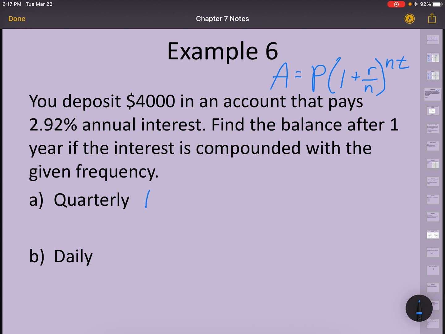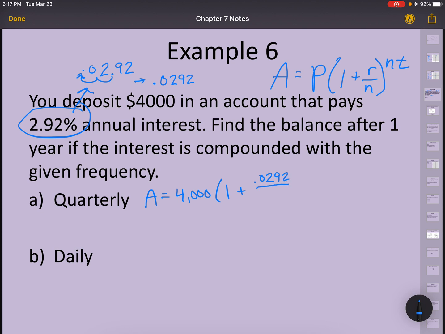So I'm starting out with my principal, or the money I initially had, which was $4,000. And I have 1 plus R, my interest rate. But remember, we need it as a decimal. Even though it has a decimal point right now, I still have to move it 2 places. So 2.92% is really 0.0292 as a decimal. So that goes up top in the fraction.